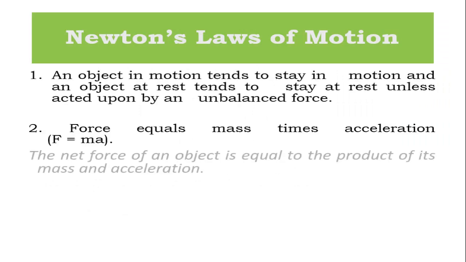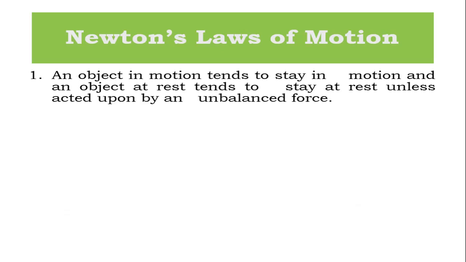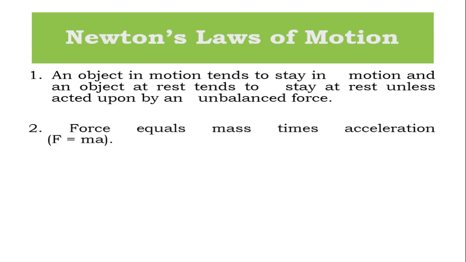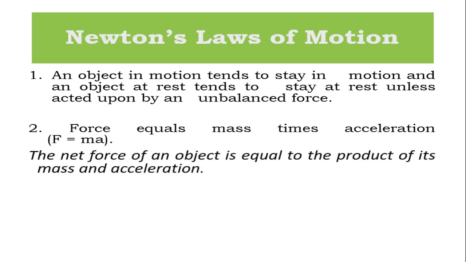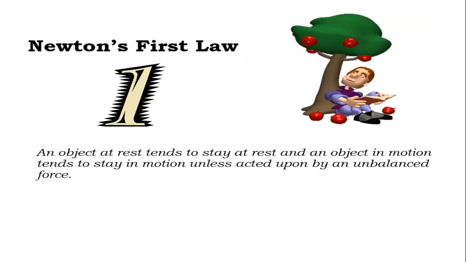So these are the three concepts particular to the laws of motion. First one, inertia: an object in motion tends to stay in motion, and an object at rest tends to stay at rest unless acted upon by an unbalanced force. Force is equal to mass times acceleration, or the net force of an object is equal to the product of its mass and acceleration. That is for acceleration, the second law. The third law is for interaction: for every action, there is an equal and opposite reaction. So again, that is for the first law of motion.